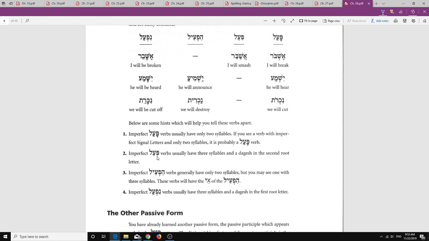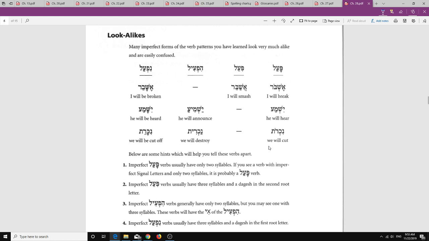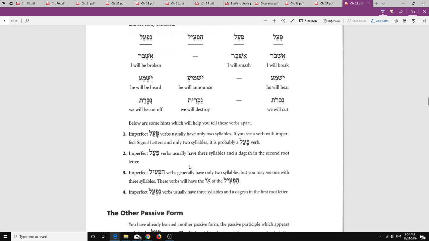Okay, and the pa'al verbs usually have three syllables and a dagesh in the second root letter. So ashaber. Here we have a dagesh in the second root letter. Ashaber. That's in the pa'al.